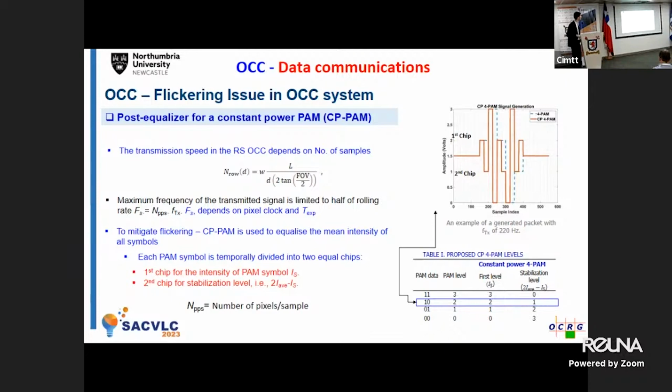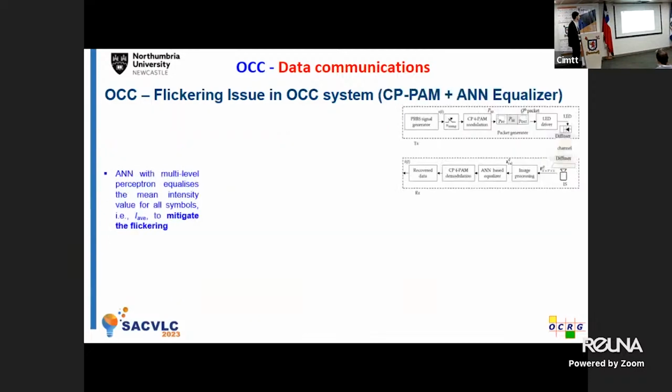I'm not able to see it carefully here, but you can see one symbol here. This is what we call CP-PAM, constant power PAM modulation. You take a normal symbol and divide it into 2 smaller chips, and you compensate based on the power of the initial one to have equal average power over that symbol. Therefore you tackle the problem of flickering. We call that the stabilization level.